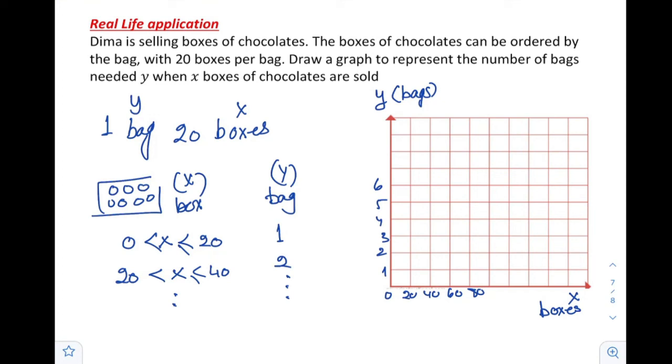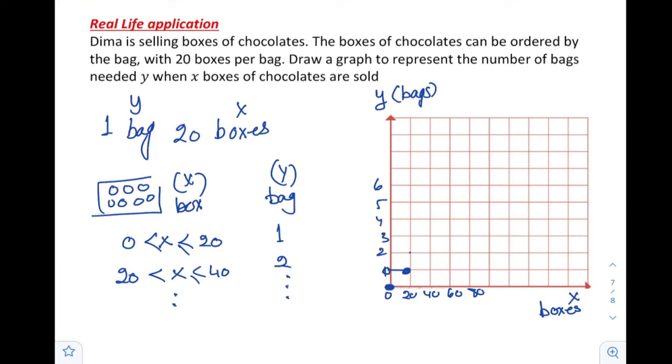When she has 0 boxes, she doesn't sell anything, so 0 with 0, because she won't buy bags if she doesn't sell anything. Okay. Now from 0 to 20, just after the 0, meaning 0.1 chocolate, 1 piece, whatever, she will be here. She will need one bag. All of that will need one bag. So open circle at 0, closed at 20.